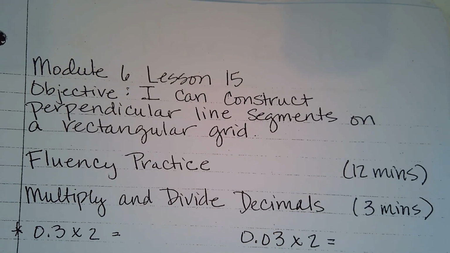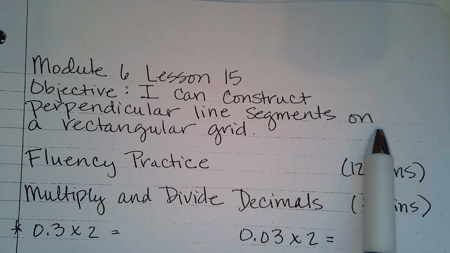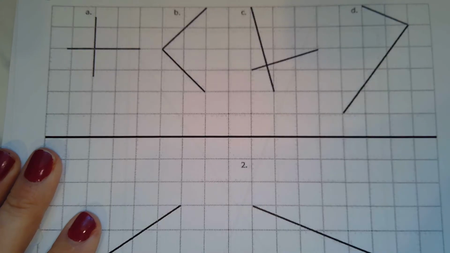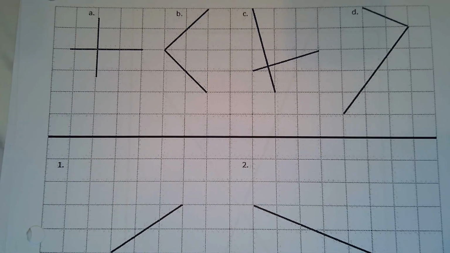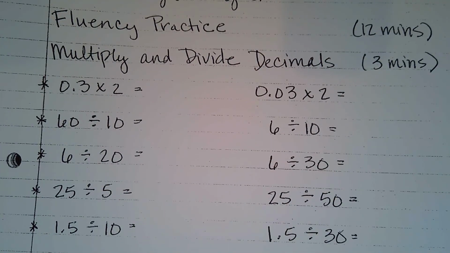This is Module 6, Lesson 15. Read the objective while I read it out loud. I can construct perpendicular line segments on a rectangular grid. So if you think of a rectangular grid, this is what we mean by rectangular grid and constructing perpendicular line segments. All right, we are first going to start with our fluency.